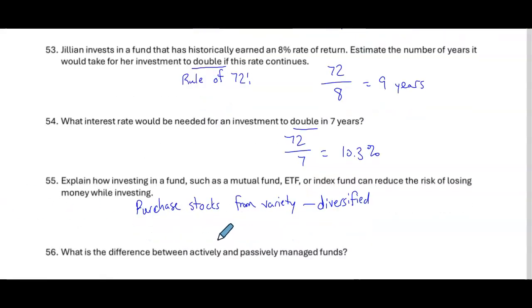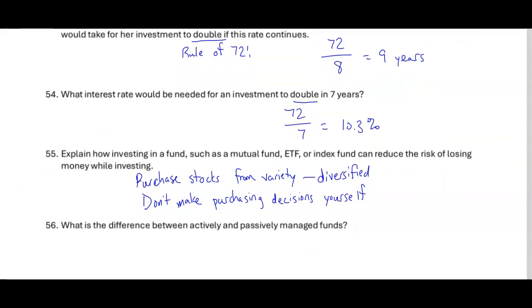The other thing about this is you don't make the purchasing decisions for yourself. And so it's now in the hands of experts, or it's automated. So either the expert is going to do it, or your fund advisor is going to do it, or it's going to be automated. Either way, you're not leaving it to yourself to try to figure out. So those are reasons why it reduces the risk.